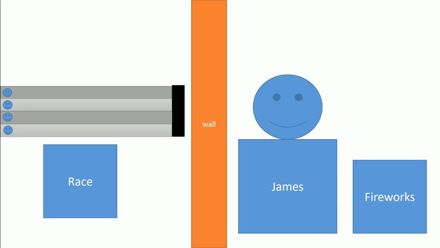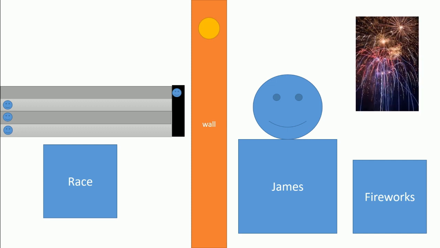A race was happening on the other side of a tall brick wall to James, so he couldn't see what was taking place in the race. He wanted to set off fireworks when a winner crossed the finish line. Despite not being able to see the race directly, a light was placed above the brick wall that lit up when a winner crossed the finish line. By watching this light, James could set off fireworks when it lit up.